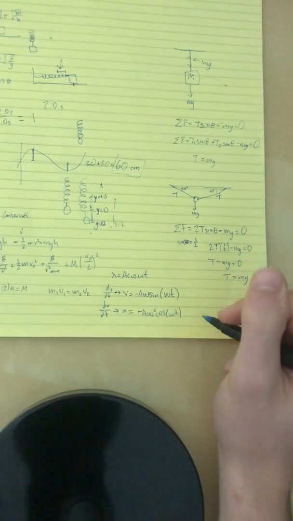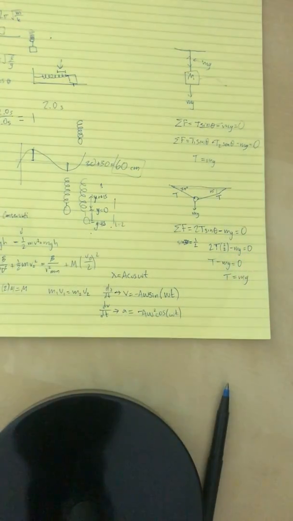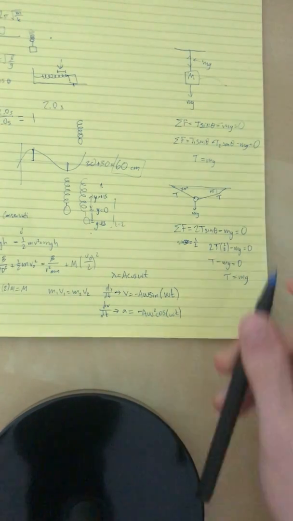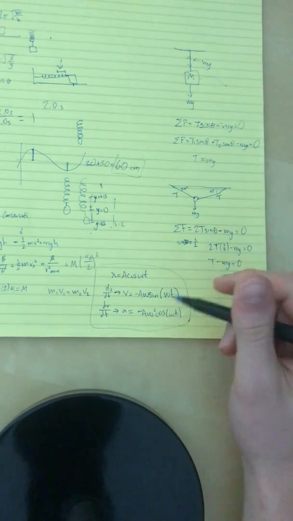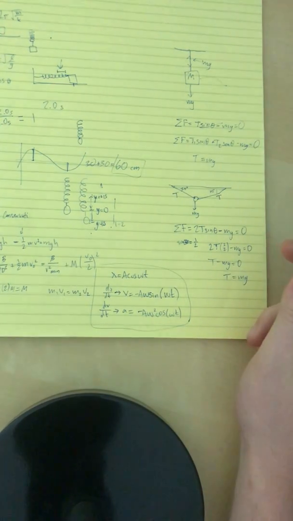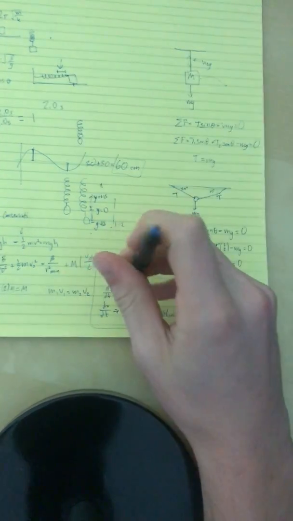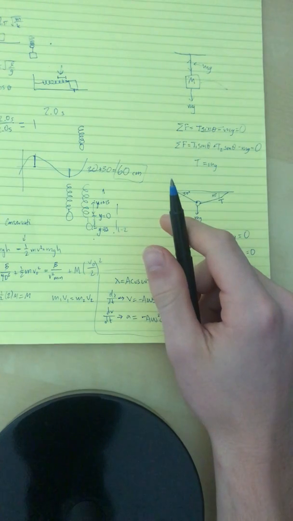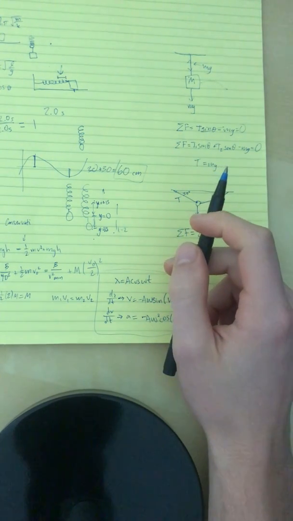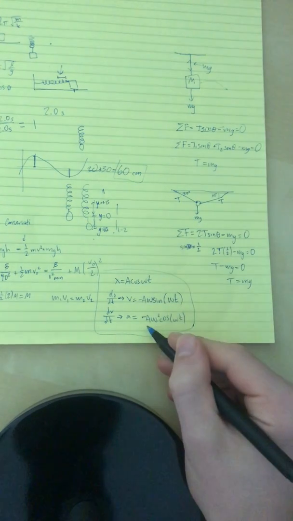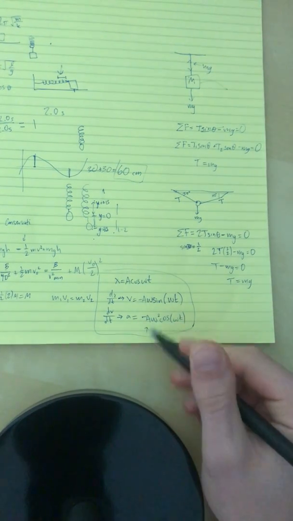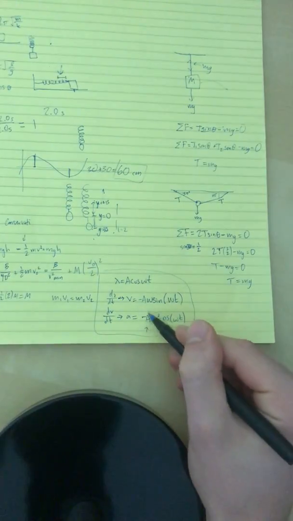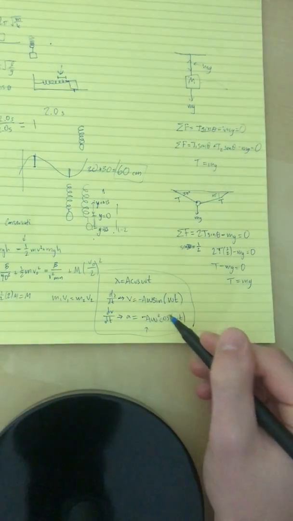and that's equal to negative A ω squared cosine ωt. This right here just shows the relationship between position or displacement, velocity, and acceleration. This also shows that the max acceleration is just going to be A ω squared.